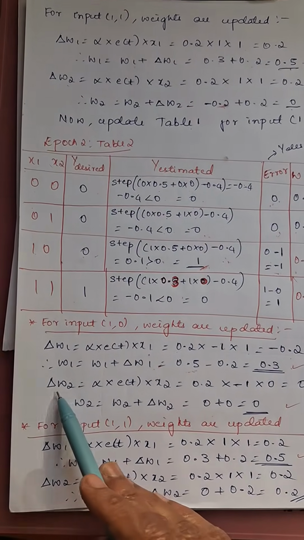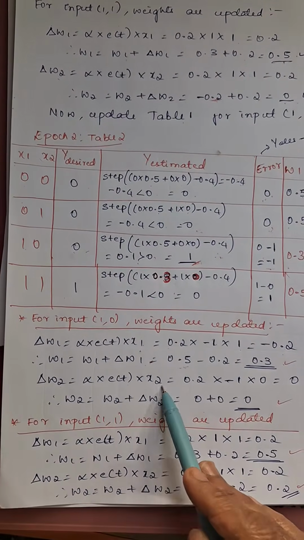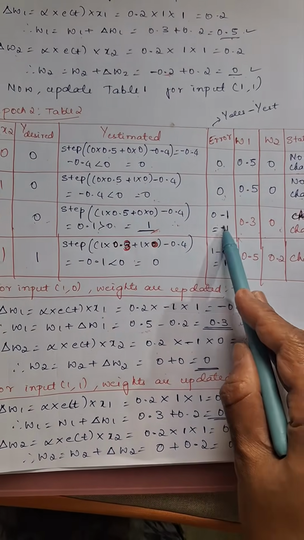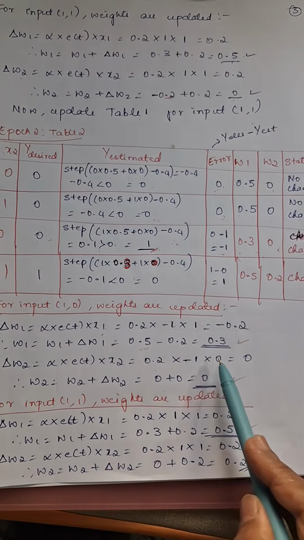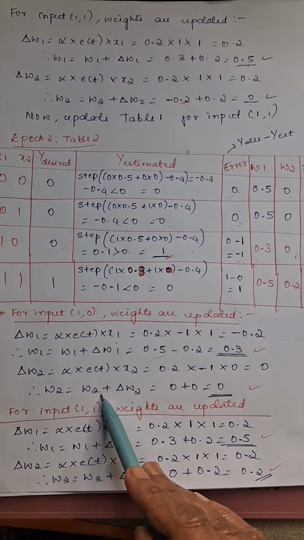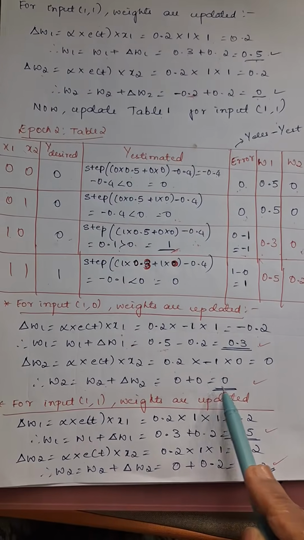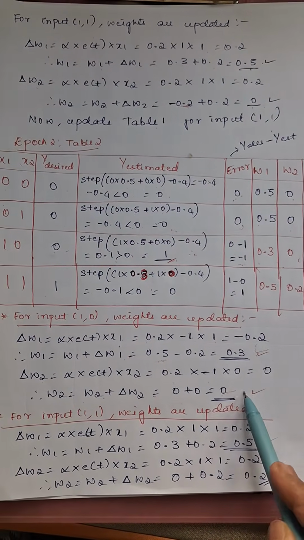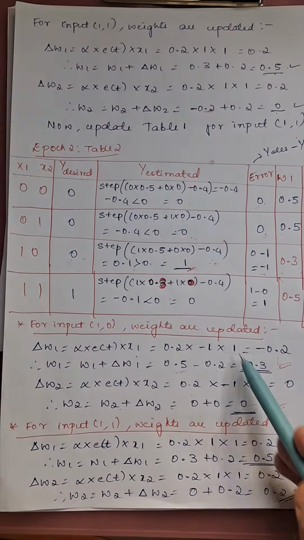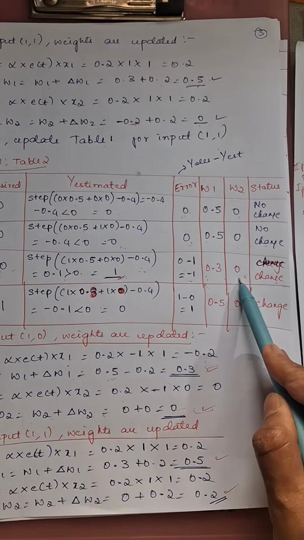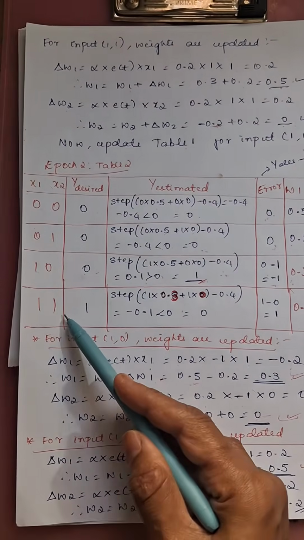Similarly do for W2. Delta W2 is alpha into E of t into x2. That is equal to 0.2 into error, which is -1, which I got for this, into x2 which is 0. So I'm getting 0. Therefore W2: the previous W2 was 0, the change is also 0, so W2 remains the same. This is our updated weight for the input 1, 0. Now come back to the table and fill in 0.3 and 0. Now let's go to the next one.